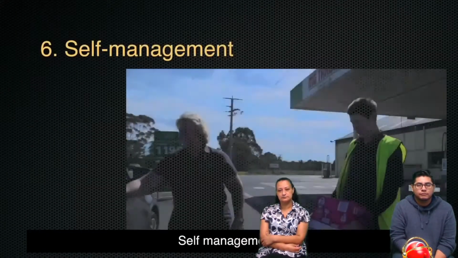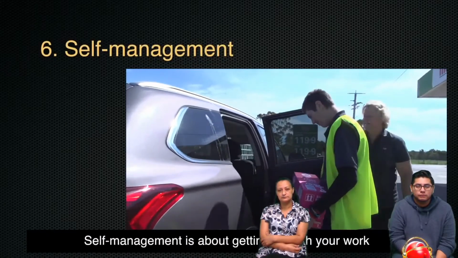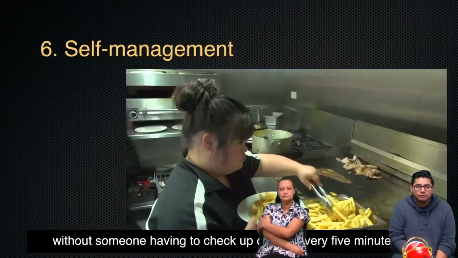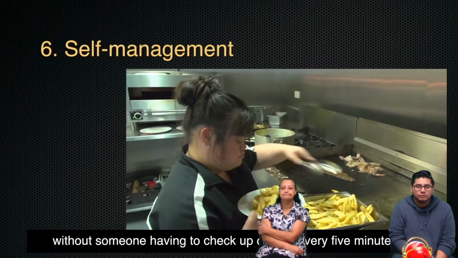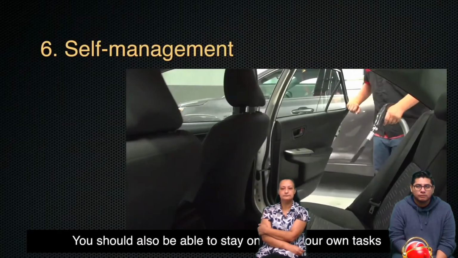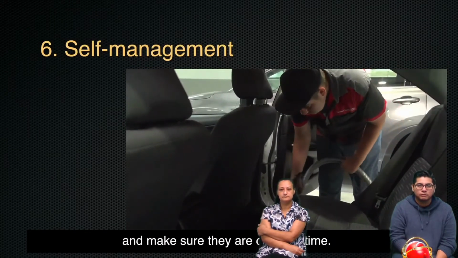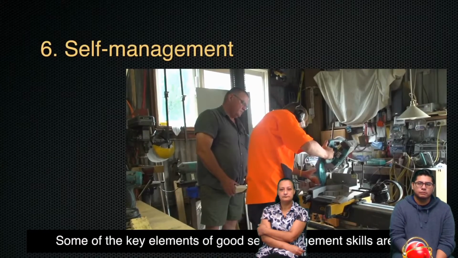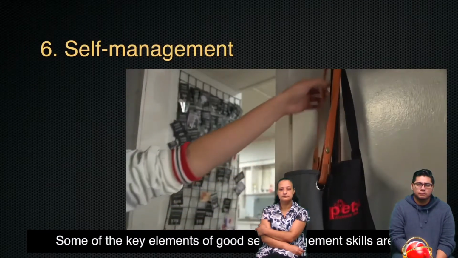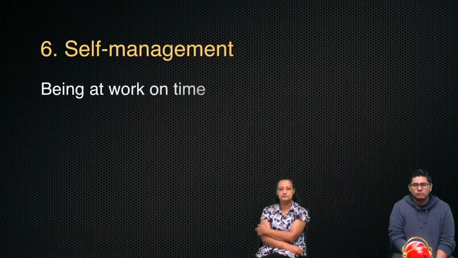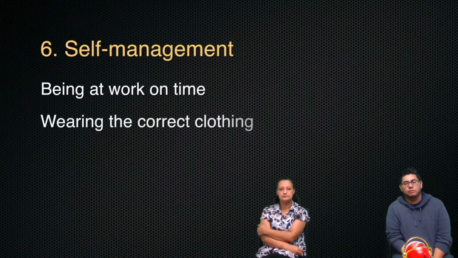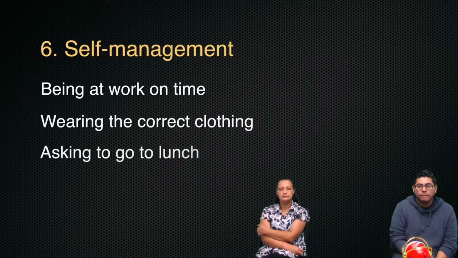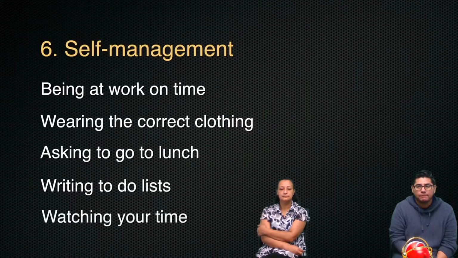Self-management. Self-management is about getting on with your work without someone having to check up on you every 5 minutes. You should also be able to stay on top of your own tasks and make sure they are done on time. Some of the key elements of good self-management skills are being at work on time, wearing the correct clothing, asking to go to lunch, writing to-do lists, watching your time.